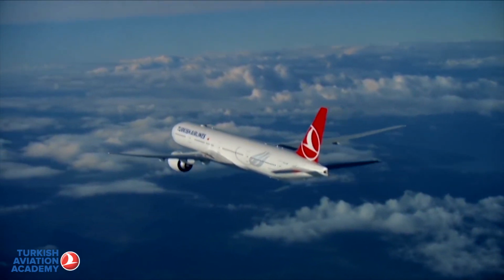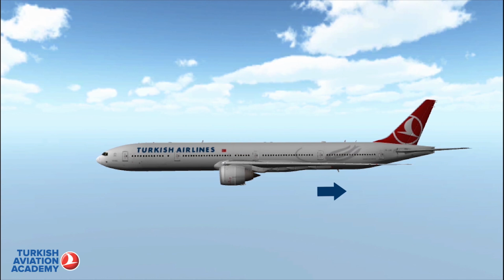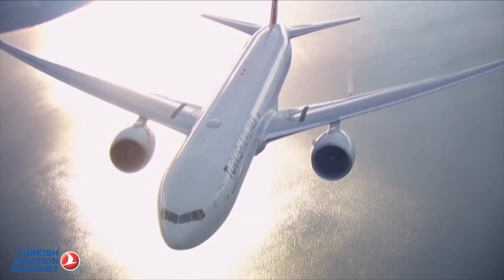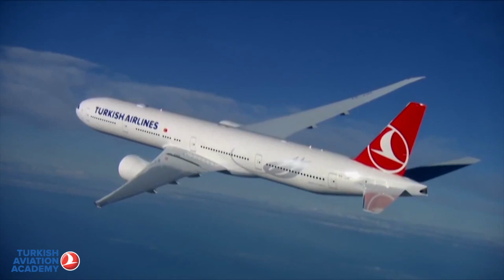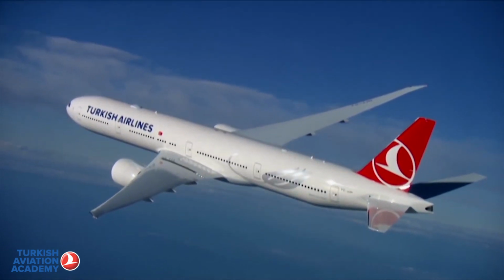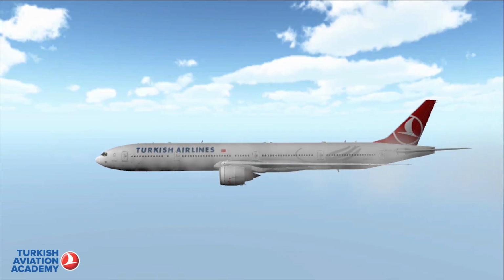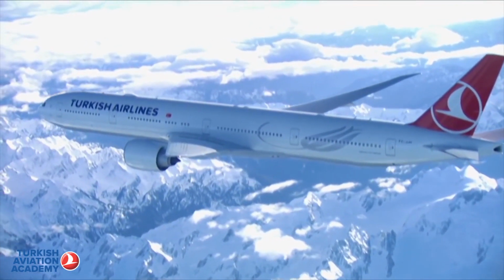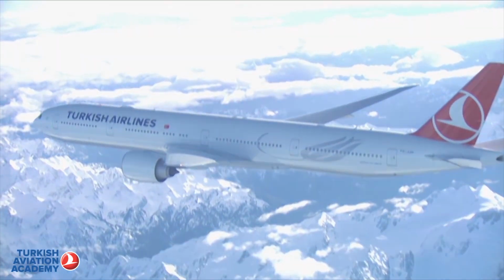The force opposing the thrust force and trying to slow down the aircraft is called drag. Drag consists of the combination of elements of air resistance on the body of the aircraft and the slowing effect of the air blowing in the opposite direction. Here, the rules are as follows. If the thrust is more than the drag, the aircraft gets faster. If the drag is more than the thrust, the aircraft gets slower. If thrust is equal to drag, the aircraft continues to fly at a constant speed.